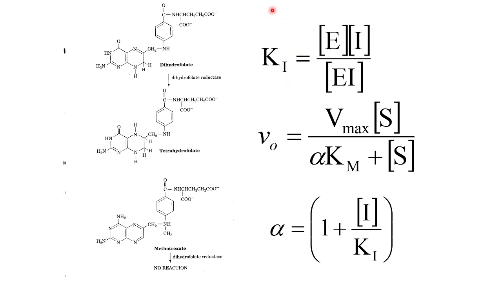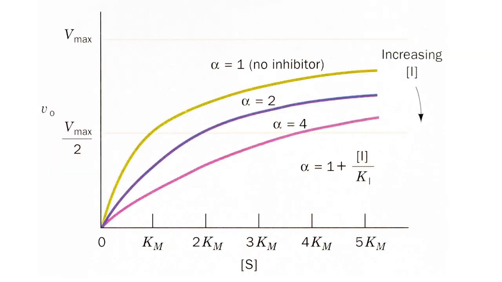So if you see from the first equation, you have Ki, so EI by E comes over here, so that is ultimately your alpha minus 1 value. So alpha minus 1 equals I by Ki, and from there you can actually get where that alpha comes from. So ultimately the equation we want to look at over here is this particular equation, where V naught equals your Vmax into substrate concentration divided by alpha Km plus substrate concentration, where your alpha equals 1 plus inhibitor concentration divided by the constant that is actually affecting the rate of the formation of your enzyme and the inhibitor complex.